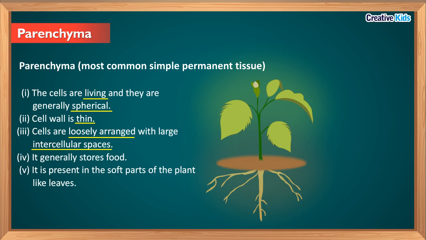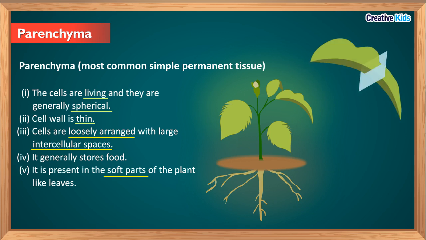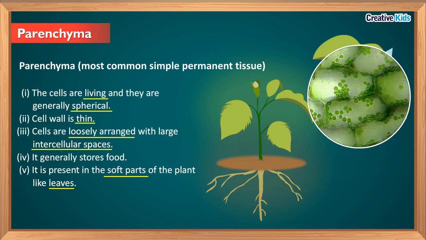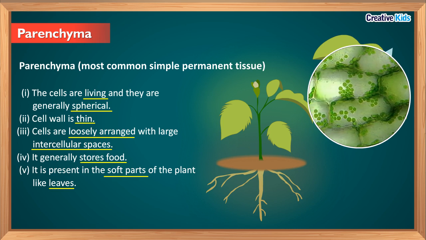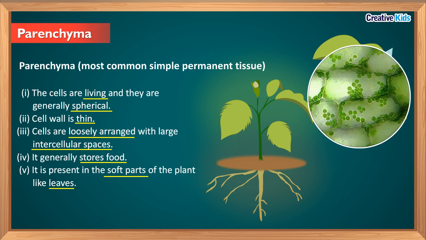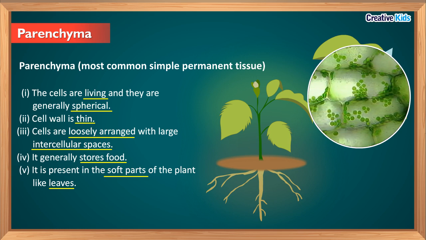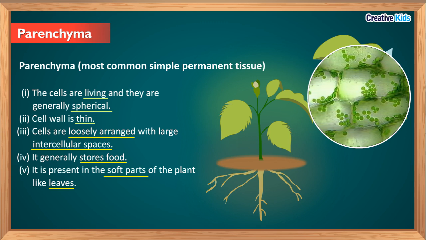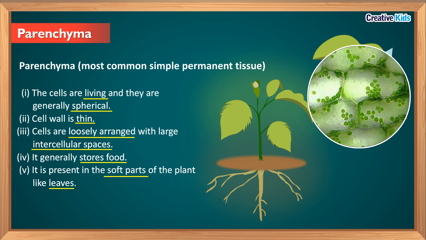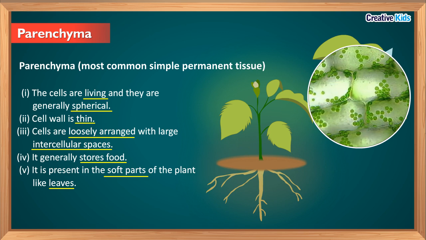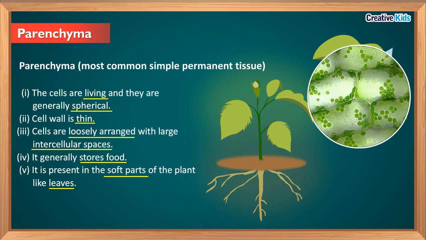Where is parenchyma tissue found? Parenchyma tissue is found in the soft parts of the plant like leaves. And what is its role? The role or function of parenchyma tissue is to store food. Let's see the main points again. Parenchyma is the most common simple permanent tissue. The cells are living and generally spherical. The cell wall is thin. Cells are loosely arranged with large intercellular spaces. It generally stores food. It is present in the soft parts of the plants like leaves.